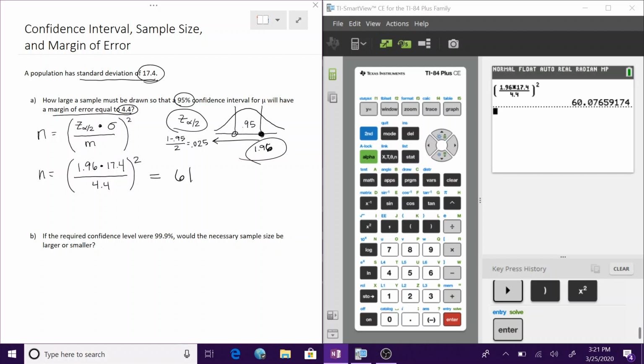So because we went from a confidence level of 95% to 99.9%, I know that my z alpha over 2 value, or my critical value, is also going to increase. And if that one increases, I know that my sample size is going to increase. So therefore, it's going to be larger.